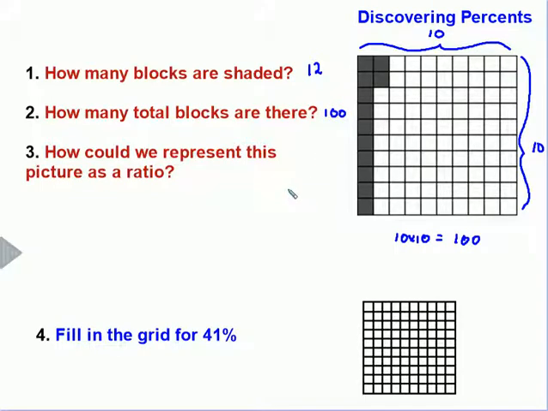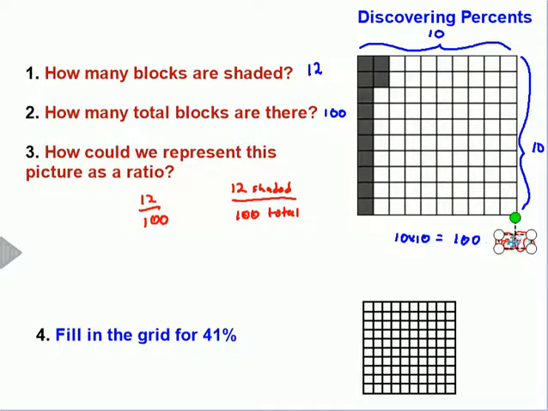Now, how could we write that as a ratio? Well, we could say that we have 12 blocks that are shaded, 12 shaded blocks, to a total of 100 blocks. So we would say 12 to 100. Now, in its simplest form, that's what a percent is. This is 12%. 12% of the blocks in this particular square have been shaded.